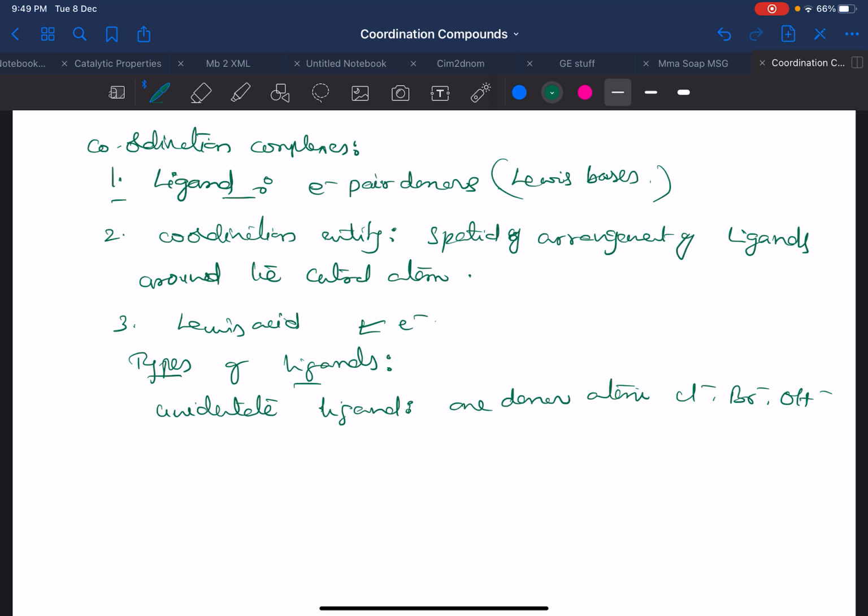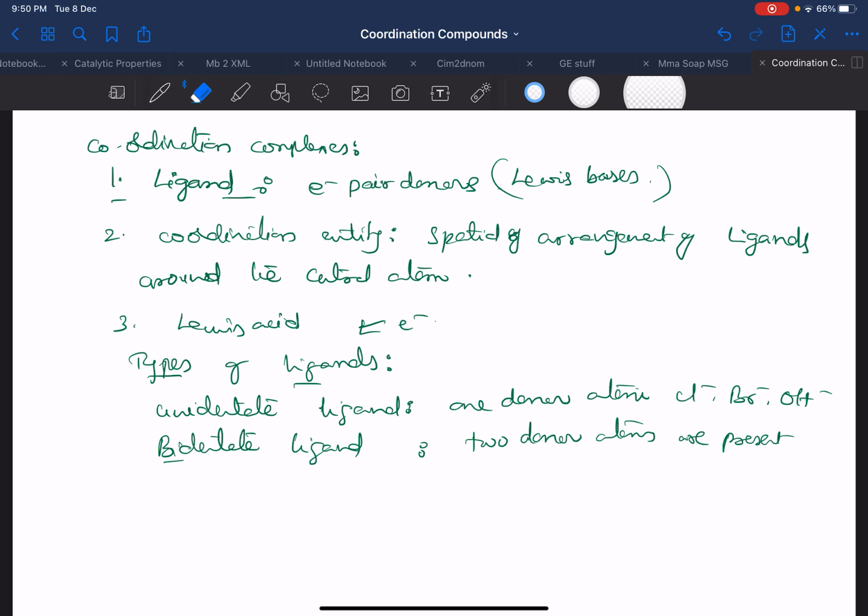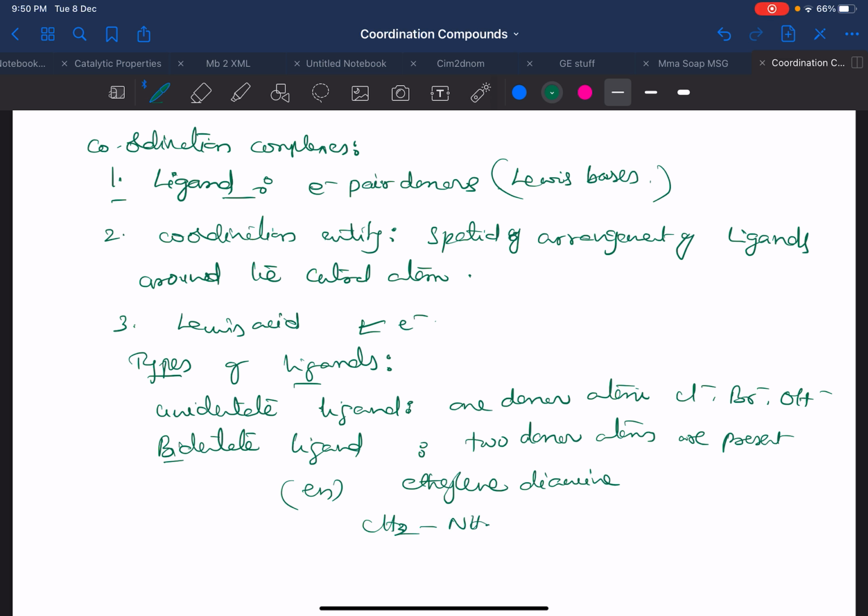And next one is the bidentate ligand. Bi means two. So if two donor atoms are present, it is called the bidentate ligand. For example, ethylene diamine, easily denoted as en. Its structure is CH2NH2 and again CH2NH2.